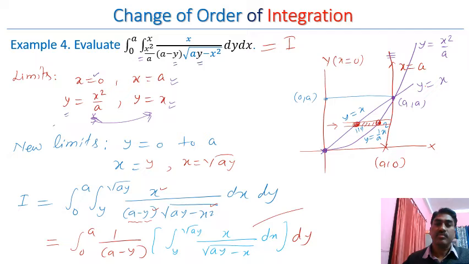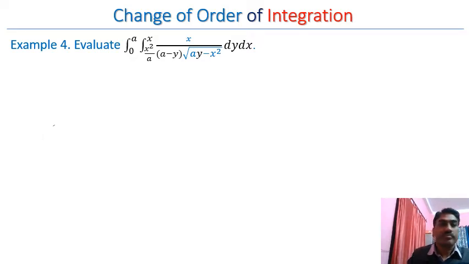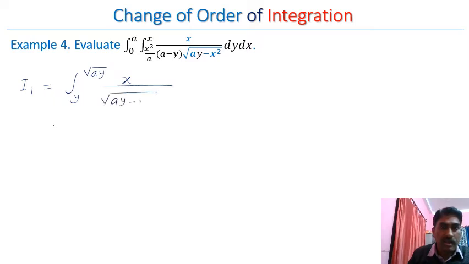So we take this part between the brackets, the green integral, as I1. Our integral will become the integral from 0 to a of I1 by a minus y dy. We will evaluate this later. First we evaluate I1. So what is I1? I1 is the integral from y to root ay of x times square root of ay minus x square dx. Here y will be treated as constant because integration is taking place with respect to x.